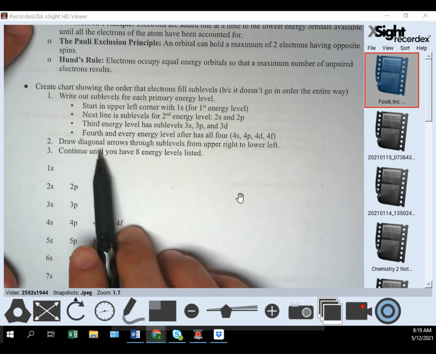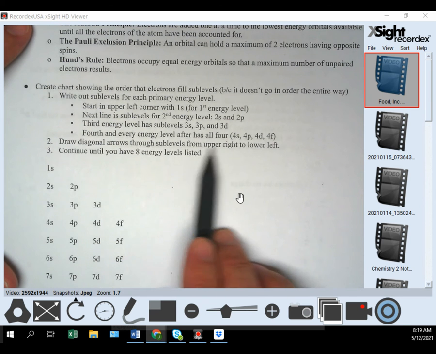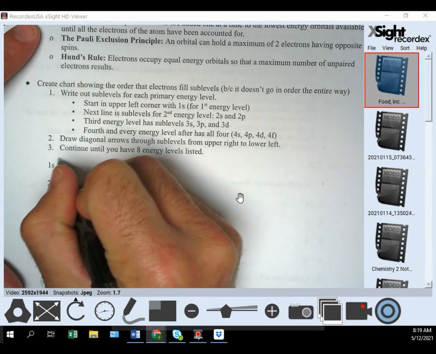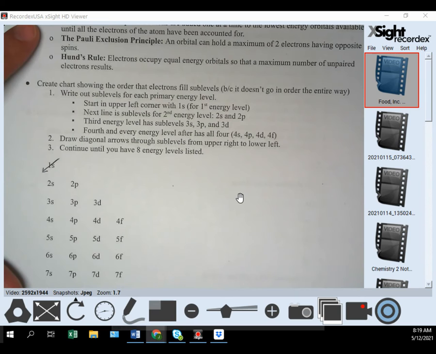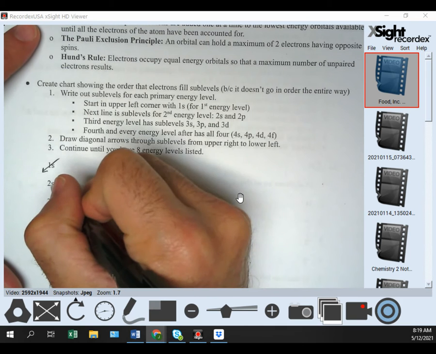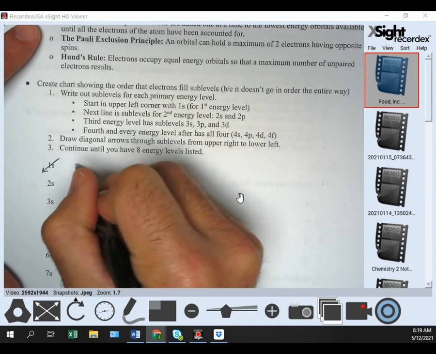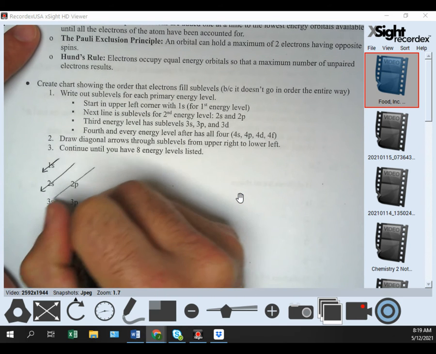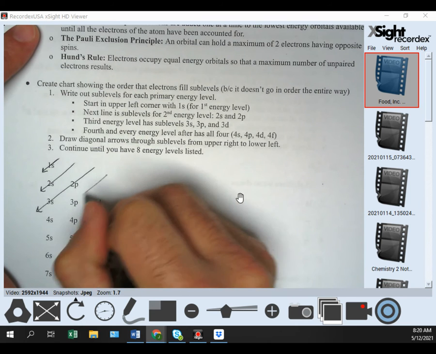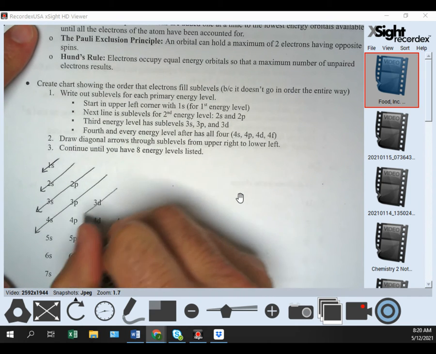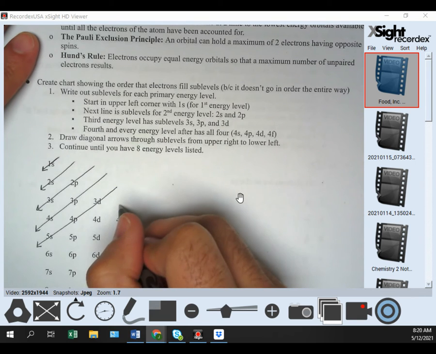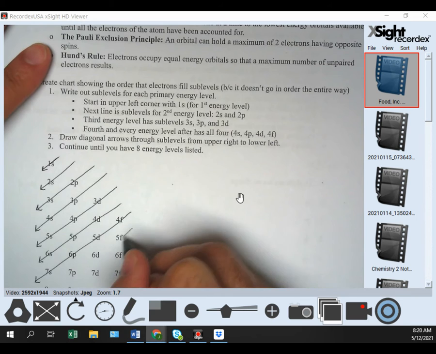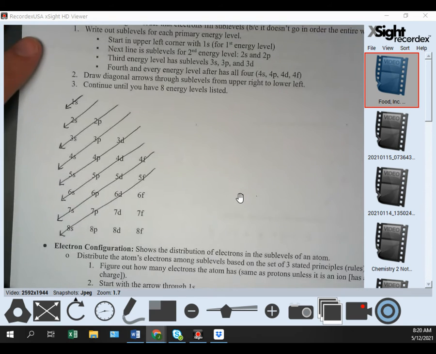Then draw diagonal arrows through the sublevels from upper right to lower left. So we start with 1s. When you draw the arrow, don't make it so dark that you can't see the sublevel under it. You still need to see it. So it goes like this. When you're done, it should look like that.